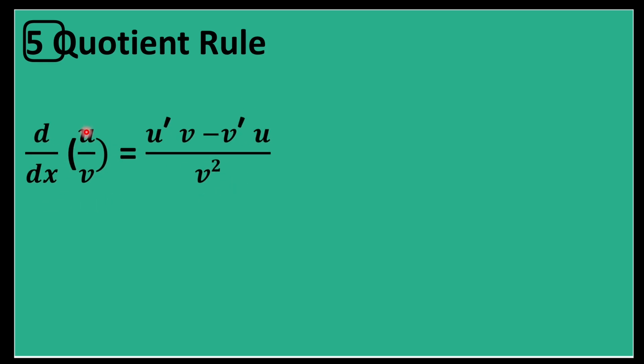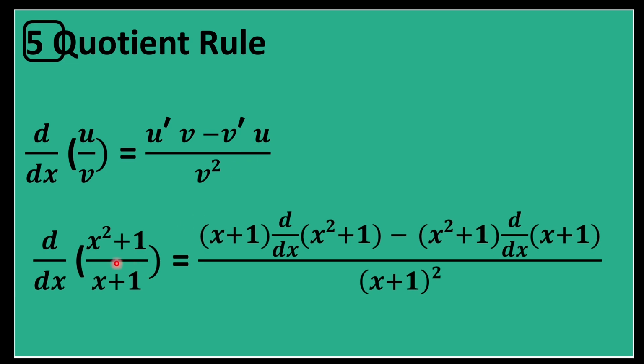So let's move forward, and this is called the quotient rule. According to the quotient rule, if we have u divided by v, then according to the formula, we have v square in the denominator, and differentiation of u into v, minus differentiation of v into u. For example, if we have (x square plus 1) divided by (x plus 1), and we have to differentiate this. According to this formula, we will write this in square. Here we have u equal to x square plus 1, and v equal to x plus 1.